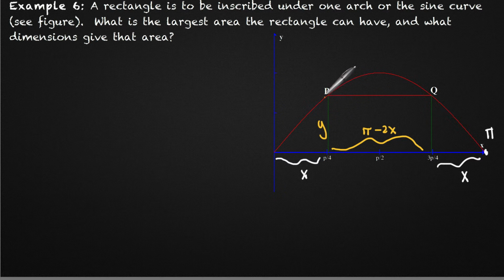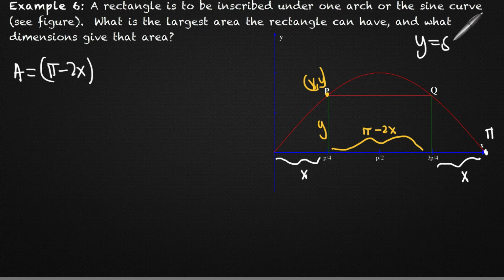We'll call that y. So this point P, obviously we'll call some point x, y. But remember, x is not the length of the rectangle. X is the distance from the origin over, and y is the distance up from the x-axis. So in order to get the area of this rectangle, we have to write the length of it, which is pi minus 2x, times the height, which is y, but y is sine of x, so sine of x.